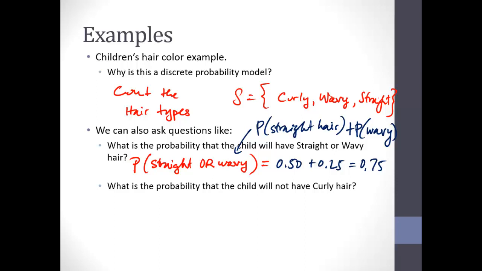Another question we can ask is, what is the probability that the child will not have curly hair? Again, in my notation, I'm going to write out the probability of not having curly hair.